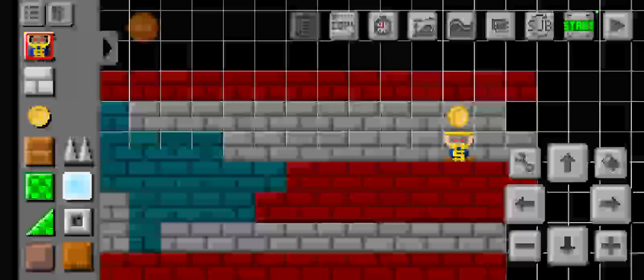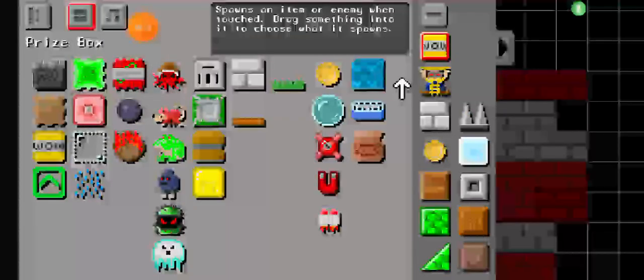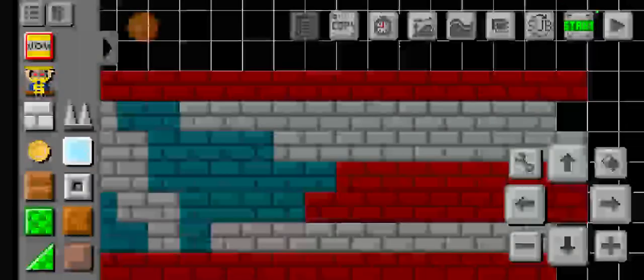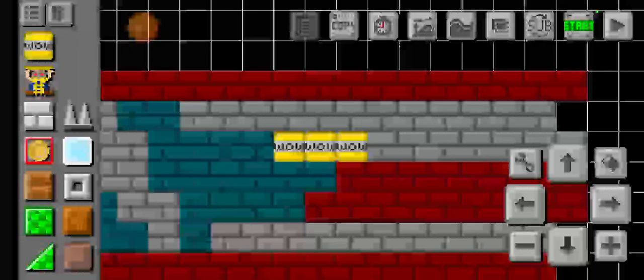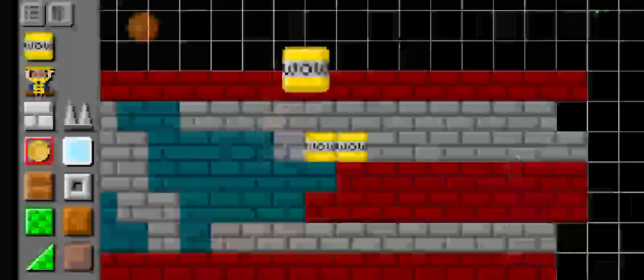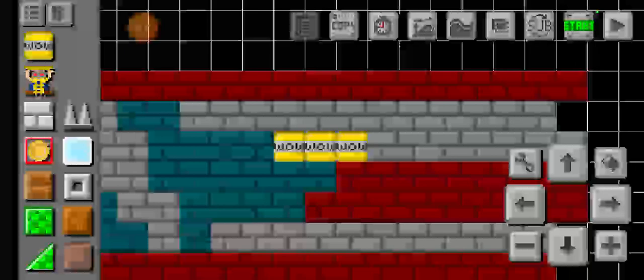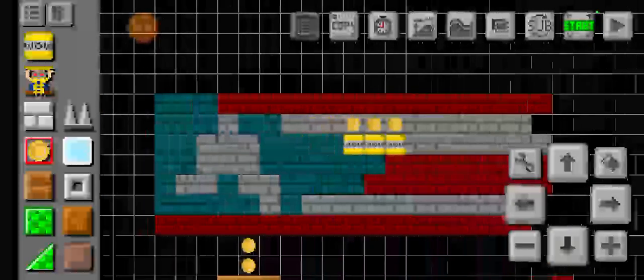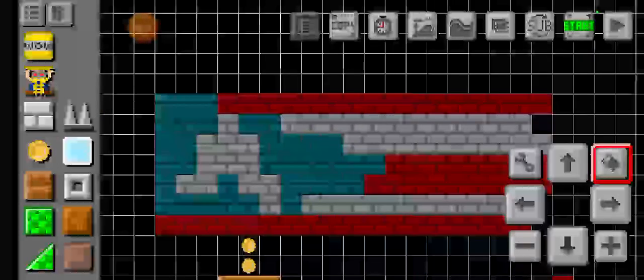What is idea three? Okay, idea three. Simple. Three prizes. What is three prizes? It's three prizes at once and release only three coins. That is a simple idea. Idea three done.